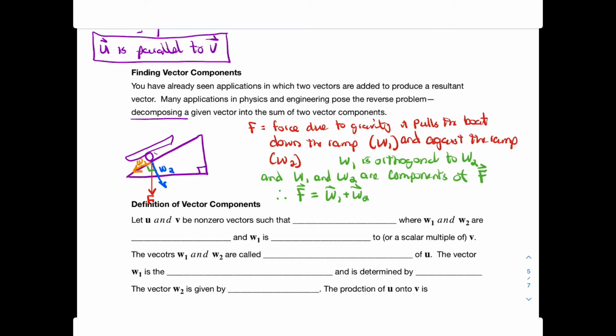Now, if I wanted to look at the negative of W1, so going in the opposite direction of W1, that would represent the force needed to keep the boat from rolling down the ramp. A lot of these problems will ask that: what is the force needed to keep the boat from rolling down the ramp? And I think that's exactly what the last question, when we did this before, was asking for.